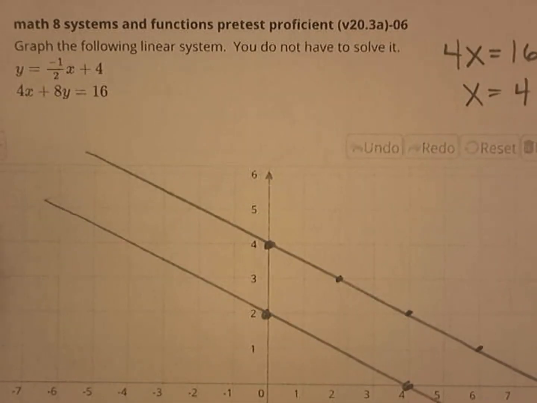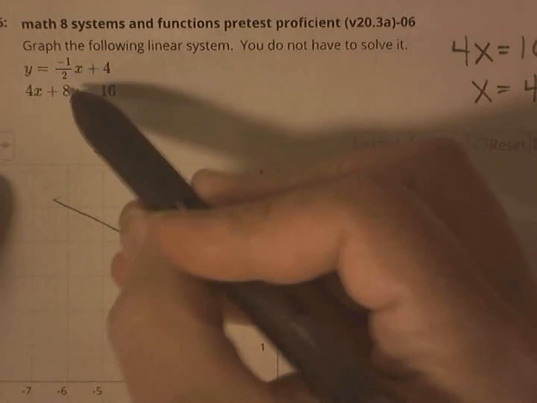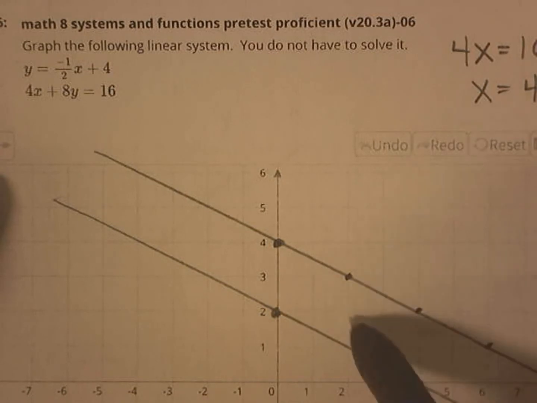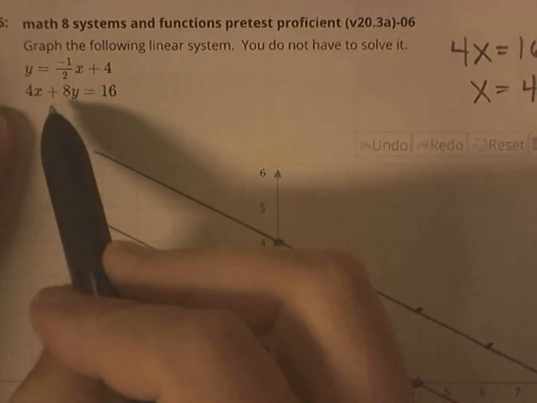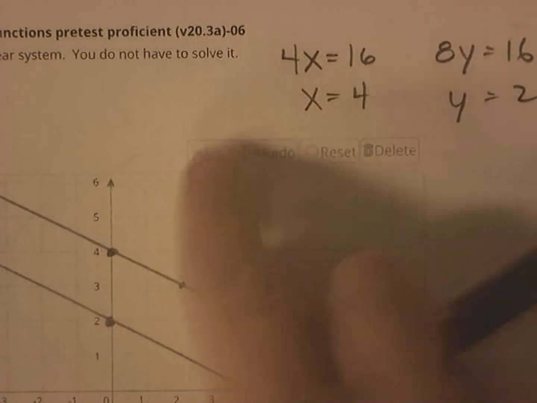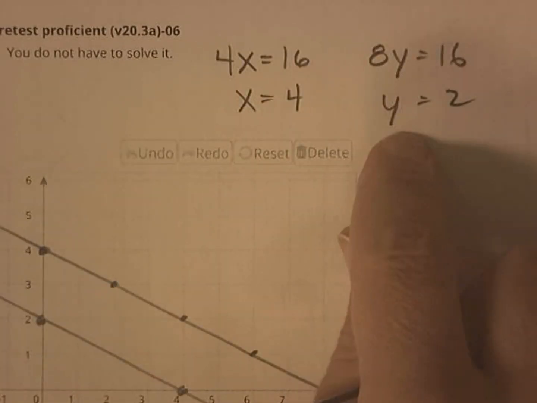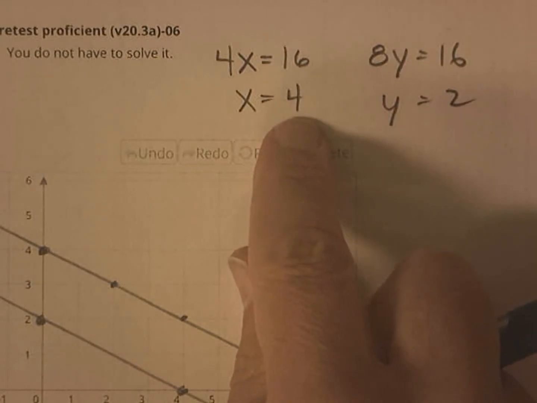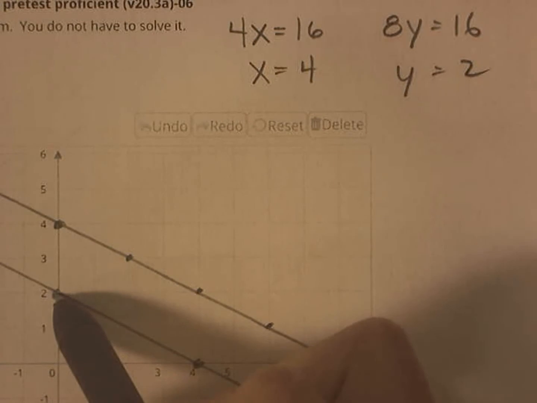Says to graph the following system. You don't have to solve it. So this one I'm going to start at 4 and go down 1 over 2, down 1 over 2, down 1 over 2. This one is a mini-me, so I'm going to go 4x equals 16 and 8y equals 16. 4x equals 16, so x equals 4. 8y equals 16, so y equals 2. Those are my intercepts. I have x at 4 and y at 2.